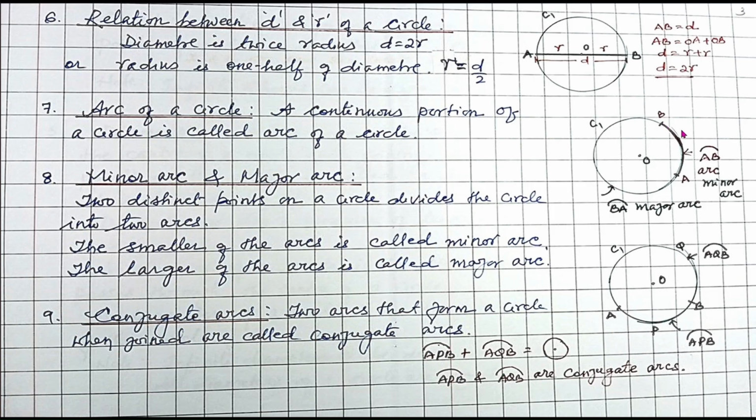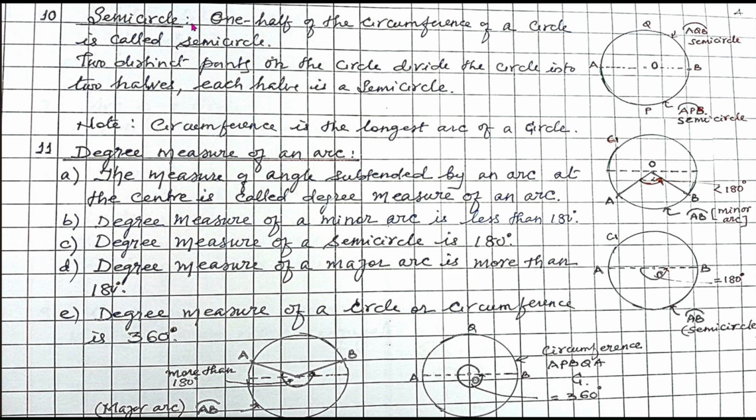These 2 arcs are called conjugate arcs. So conjugate arcs are the 2 arcs formed, that is AB and BA, and when we add the 2 conjugate arcs, we get a circle. So 2 arcs that form a circle when joined are called conjugate arcs. Please remember that.